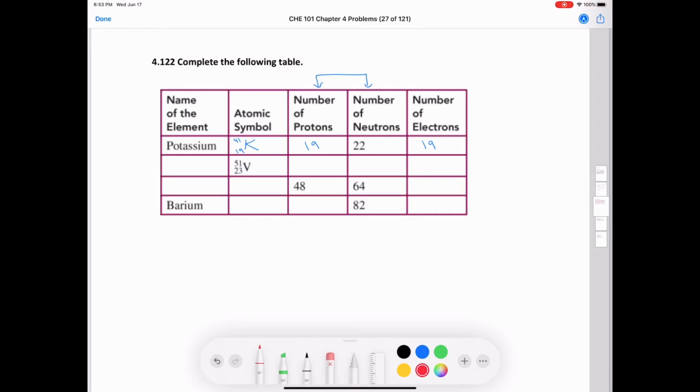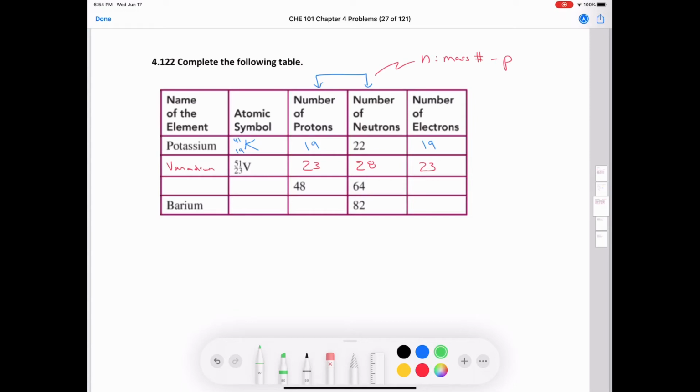Next, we have element V, and V is vanadium. It's element number 23, so let's put that in, vanadium. Okay, and the number of protons is equal to the atomic number, which is shown here. So I have 23 protons. I should have 23 electrons because this is not an ion. And then finally, I want to figure out the number of neutrons. And I know that in order to calculate the number of neutrons, I take the mass number, and I subtract the number of protons. So 51 minus 23 gives me 28 for my number of neutrons.